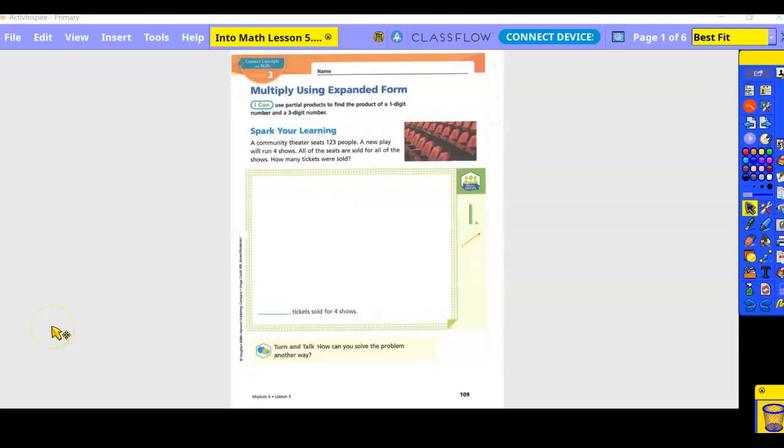Fourth grade math, lesson 5.3, multiply using expanded form. I can use partial products to find the product of a one-digit number and a three-digit number. Spark your learning. A community theater seats 123 people.